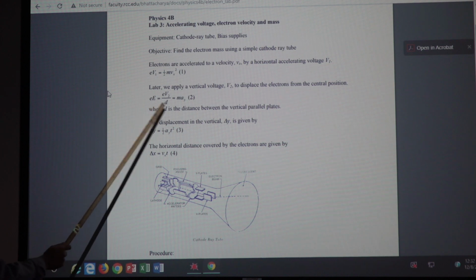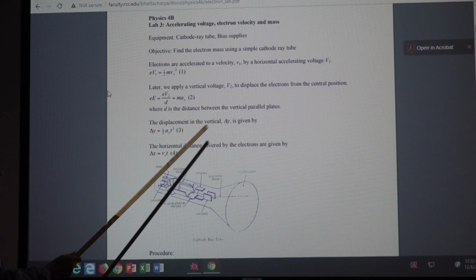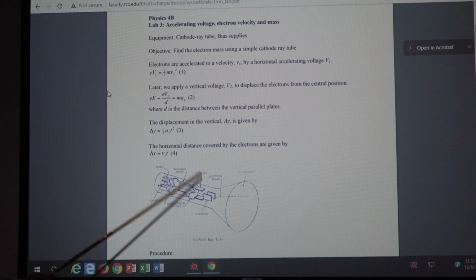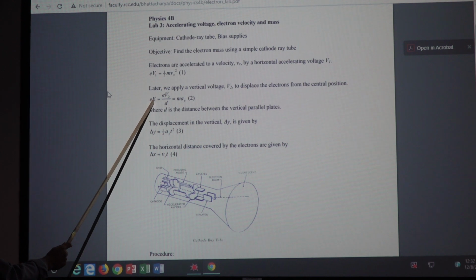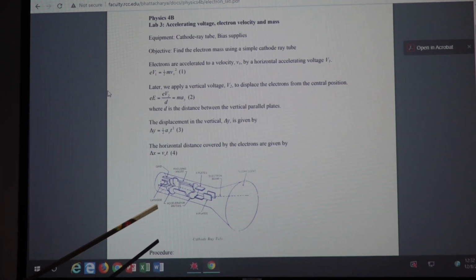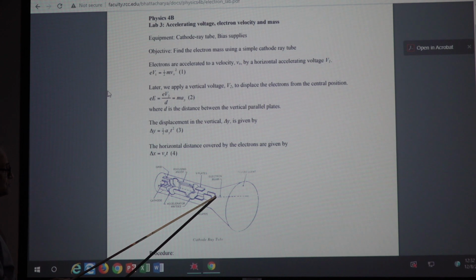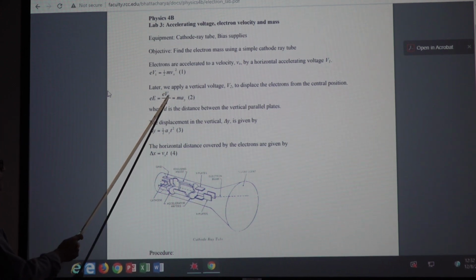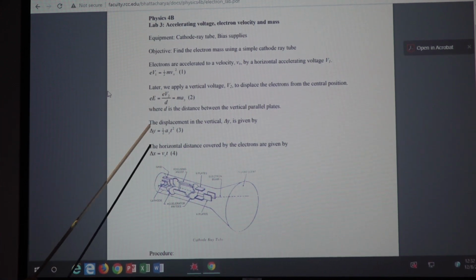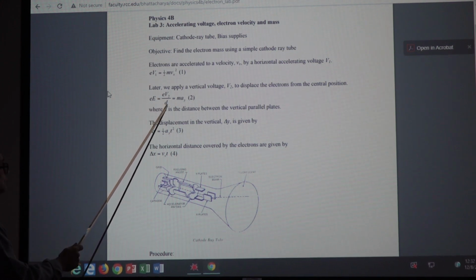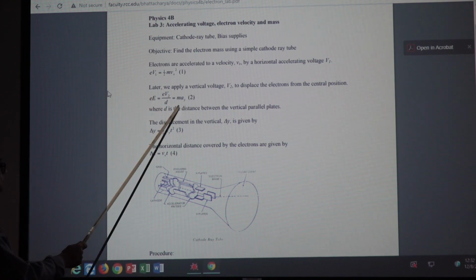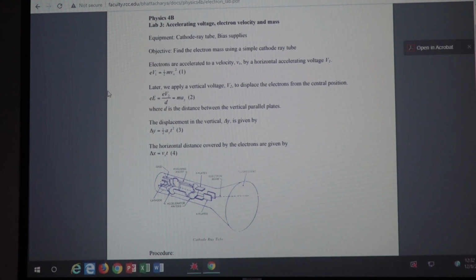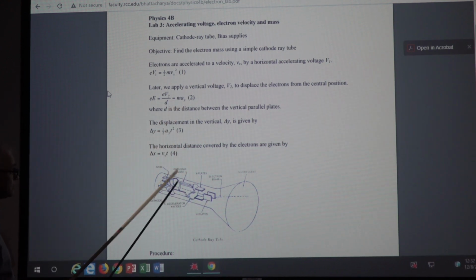What happens now is we apply a vertical voltage V2 to displace the electrons from the central position. When you apply that, the force is given by the electron charge times the electric field. How do I know the electric field? If I know the distance between the plates and I have applied 60 or 70 volts, I divide by the distance and get the electric field. With Newton's second law, F equals ma, this force equals the mass of the electron times the acceleration in the y direction.